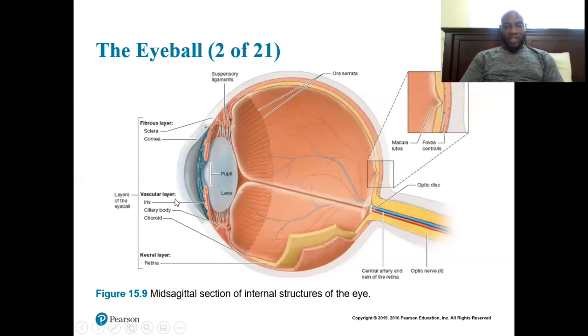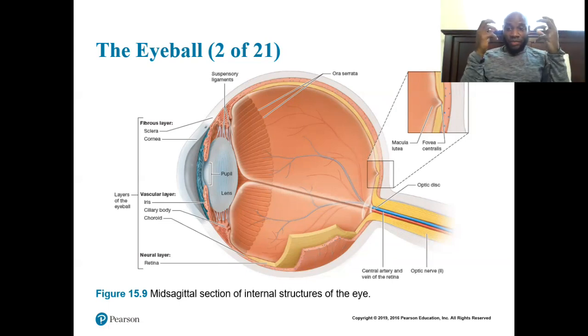Fibrous layer, vascular layer, neural layer, sort of here. And so the idea varies, remember, always think big picture. The idea is we want to basically take light, that's the stimuli, and convert it to a signal that can be sent to our brain. So transduce it to a signal that can be sent to our brain and eventually interpreted by our brain.